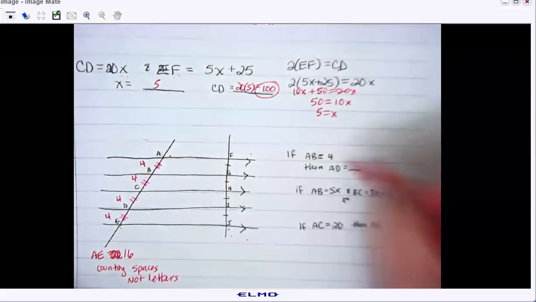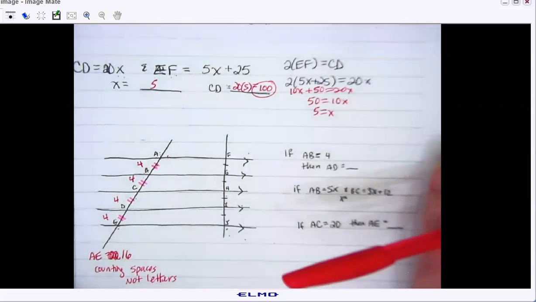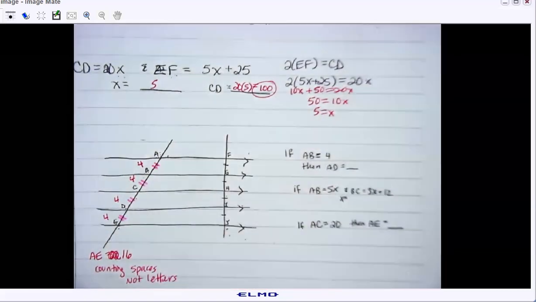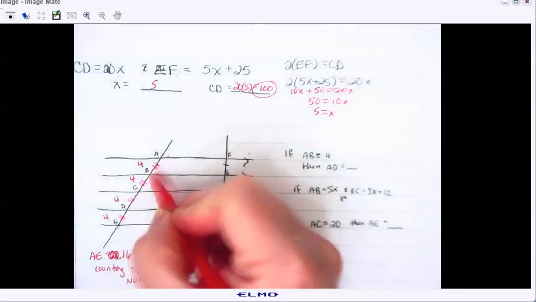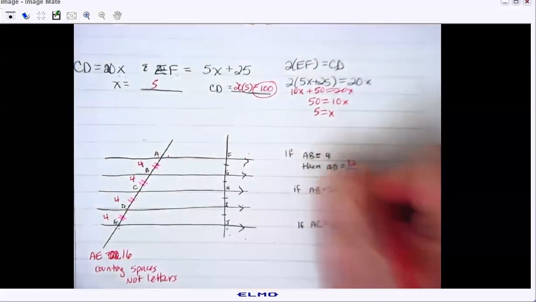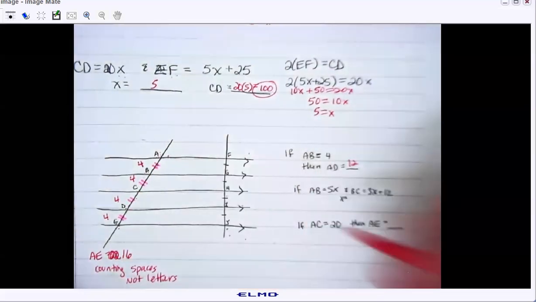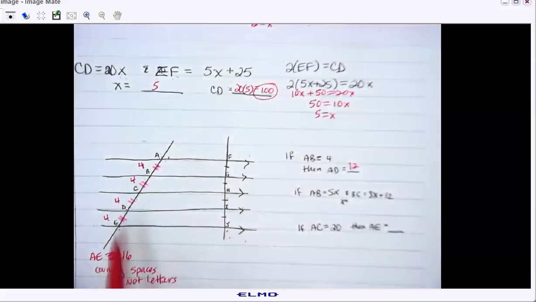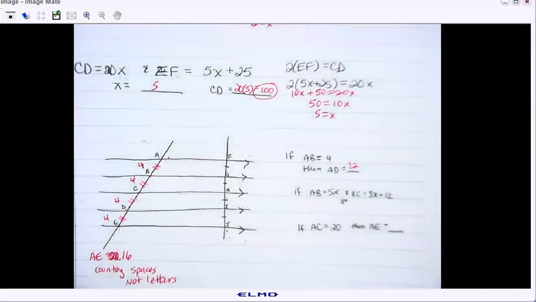Okay, so what would AD be? Someone just say it out loud. 12. 12, yep. Because 4 here, 4 there, 4 there makes 12. Okay. What did we say? Okay, so AB is 5x and then BC is 3x plus 12. What did we say about AB and BC? They're what?